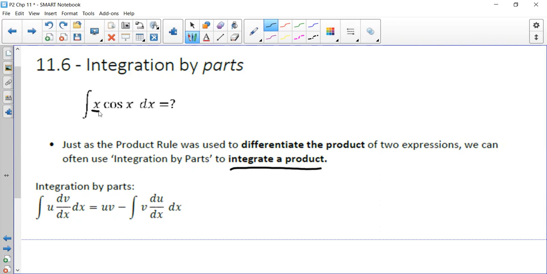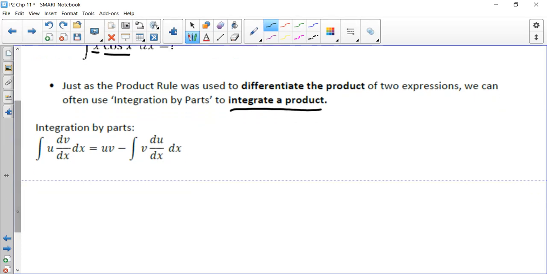So, for example, x times cos x, then we can use integration by parts. Now, integration by parts is a formula. You don't have to remember it because it is given in the formula booklet. It's weird, I know, but as you do higher level maths, you see more and more weird things. Anyway, so there's a formula. So what is this? u dv by dx. Essentially, this is one term, and this is another term. I'll show you how it works.